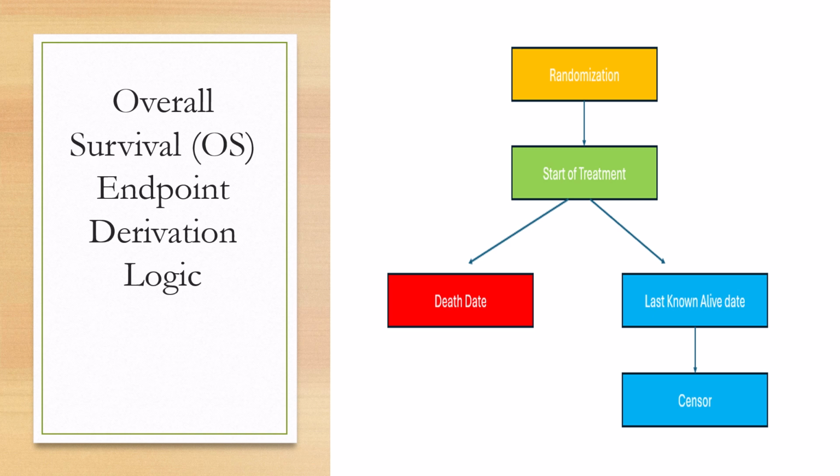The next step is to identify the event date, and in overall survival, the event date is the date of death. If the subject is dead, the date of death is used. However, if the subject is alive, the event is censored and the subject is not considered as having the event. For a censored subject, we use the last known alive date.